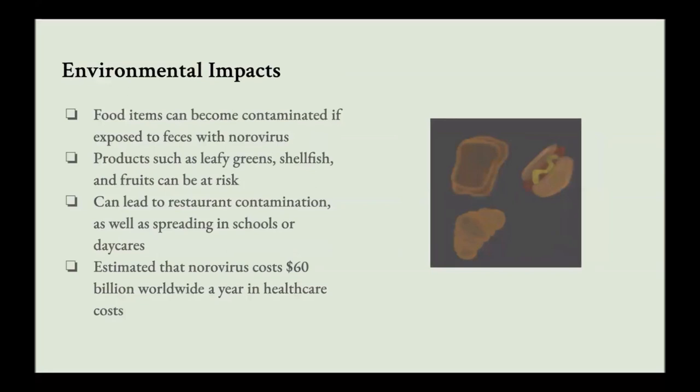Norovirus outbreaks are not uncommon and can be caused by the treatment of different food items. These food items can be treated with water that is contaminated, which makes them norovirus carriers. Food products that are commonly norovirus carriers consist of leafy greens, shellfish, and fruits. This mode of spread can lead to restaurant contamination. Moreover, high levels of spreading are often seen in school settings, as many children or humans are working closely together.